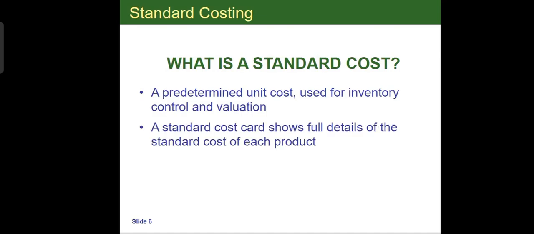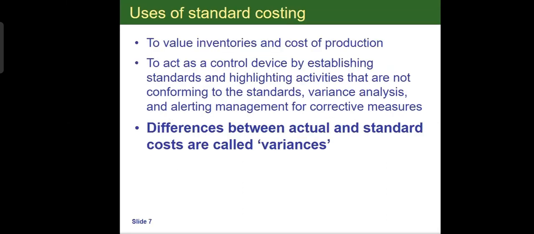And the standard cost card, which means where you write down all the cost, shows full details of the standard cost of each product. Full detail means standard material, standard labor, standard overhead. Uses of standard costing: to value inventories, to act as a control device, and to be used for budgeting. And the difference between actual and standard is called variances.